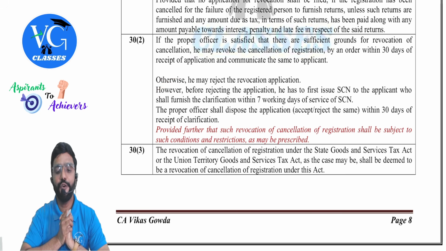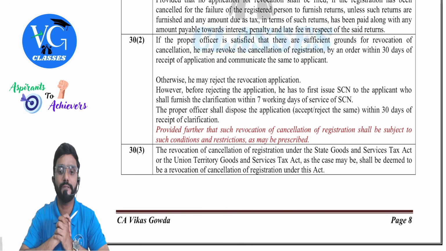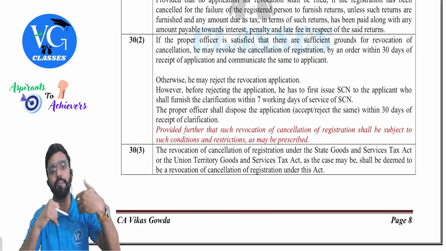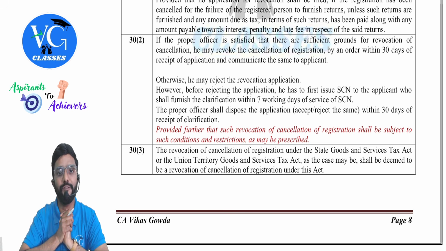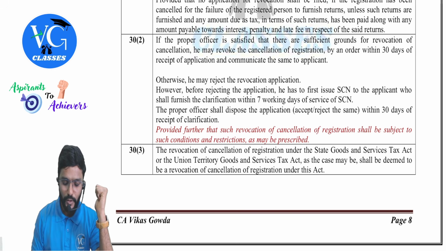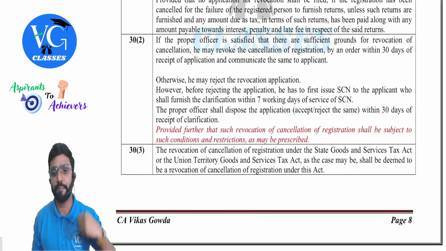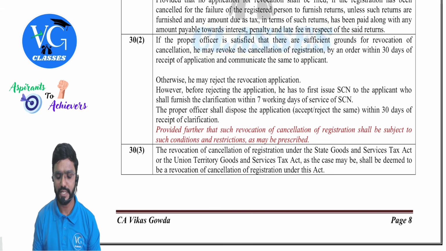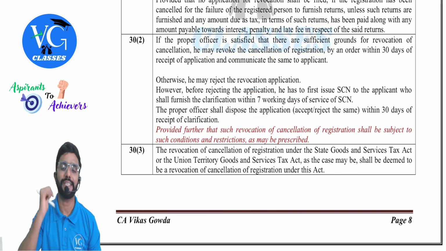However, before rejecting the application, he has to first issue a show cause notice to the applicant, who shall furnish the clarification within 7 working days of service of show cause notice. Okay. So he should give him the opportunity to explain, and after receiving the reply, the proper officer can take the final call. The proper officer shall dispose of the application, accept or reject, within 30 days of receipt of clarification, that is the reply to the show cause notice.